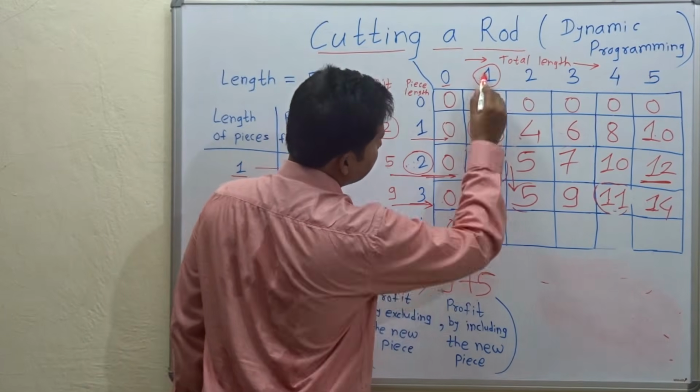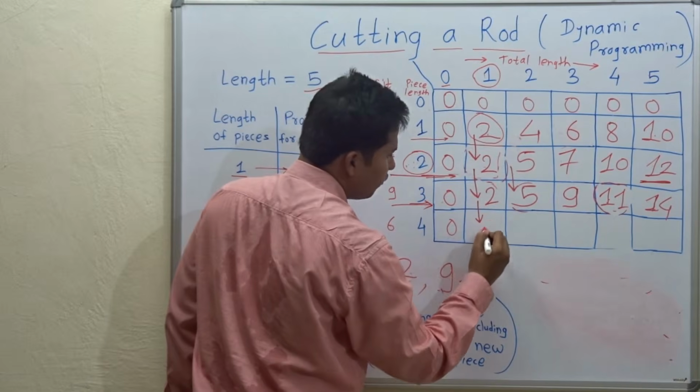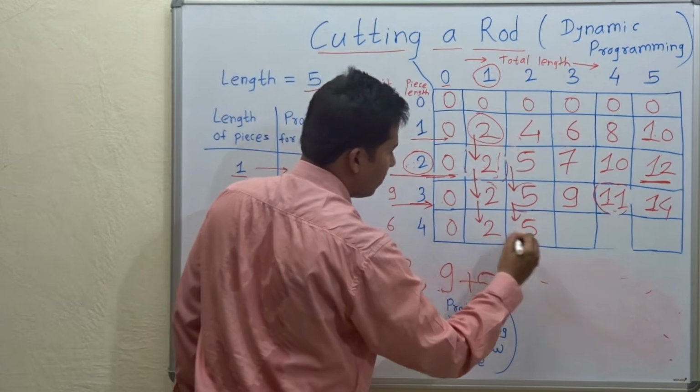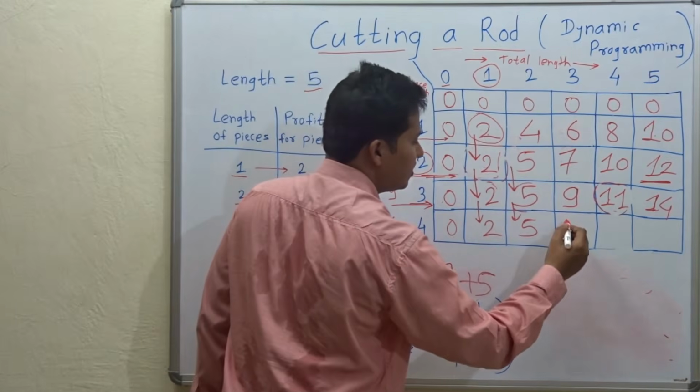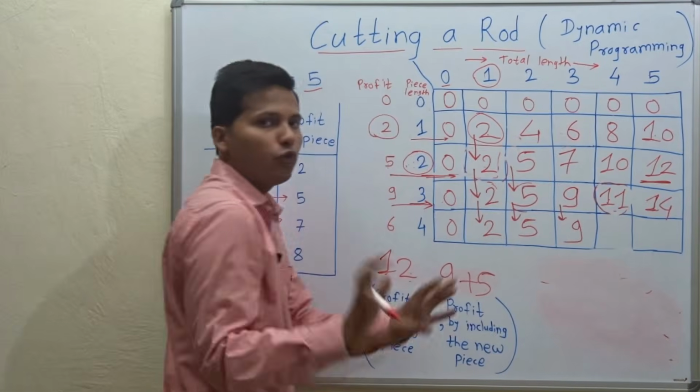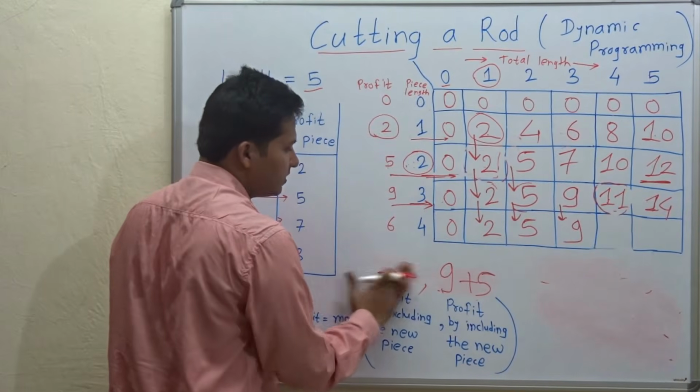As 4 is greater than 1, copy the value from the above cell. 4 is greater than 2, copy the value from the above cell. 4 is greater than 3, copy the value from the above cell. 4 is equal to 4. Here you have to take the max.